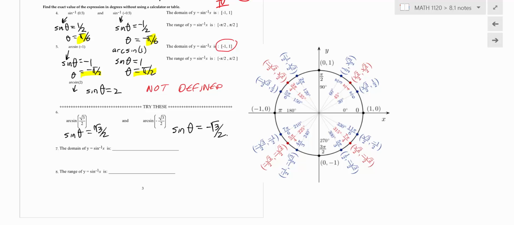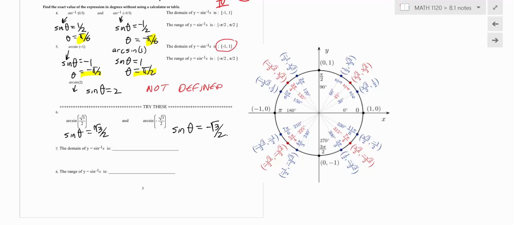Okay, pi over 3, right? When you're at pi over 3, the y value is square root of 3 over 2, right? Okay, now how about sine theta equals negative square root of 3 over 2? Is 5 pi over 3 a good answer? No. What is a good answer? Negative pi over 3, okay?